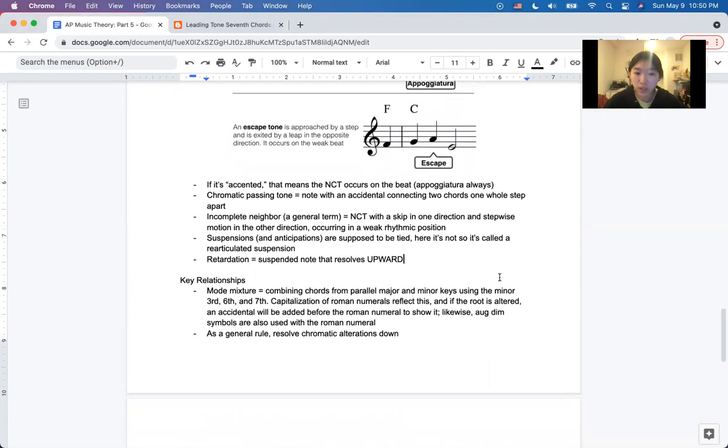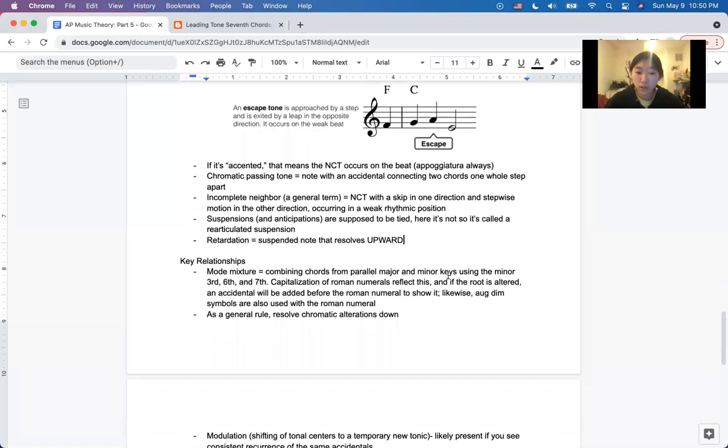So key relationships. Mode mixture, like we mentioned slightly before, is when you combine chords from parallel major and minor keys using the minor third, sixth, and seventh. You'll see these with capitalization or lowercase of Roman numerals in the figured bass. And if the root is altered, you will also see accidentals placed before it to show it.